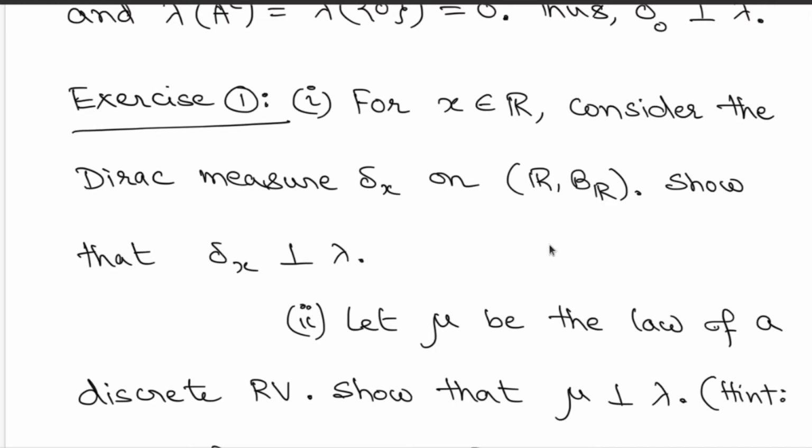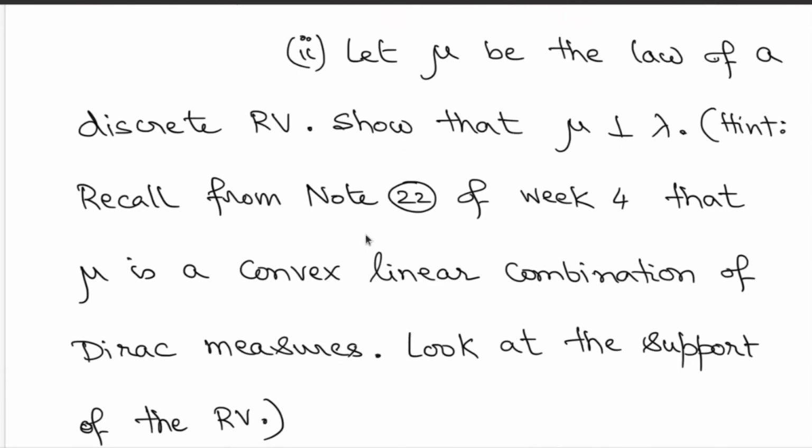More generally, remember that a discrete random variable has a law which is a convex linear combination of Dirac measures. So what you can now try to claim is that if mu is such a law, then you can show that mu is mutually singular with respect to the Lebesgue measure. That is the idea: you can extend the class of examples for mutual singularity with respect to the Lebesgue measure.